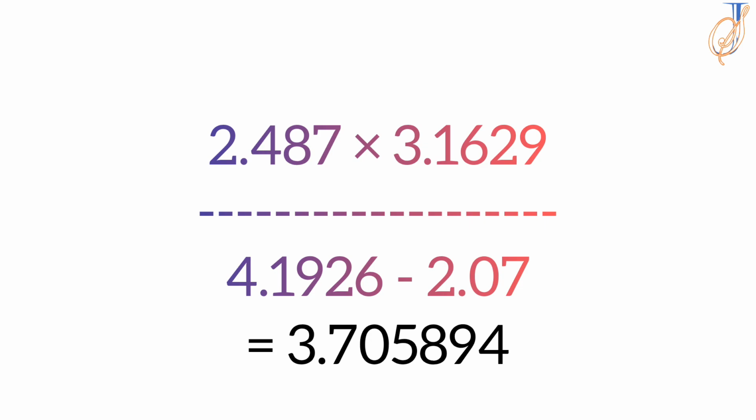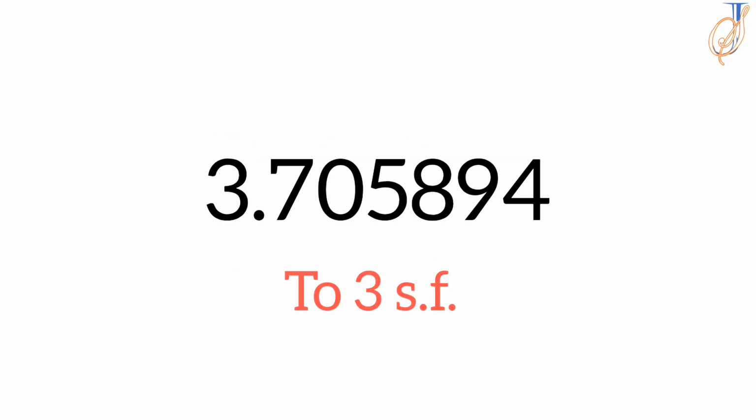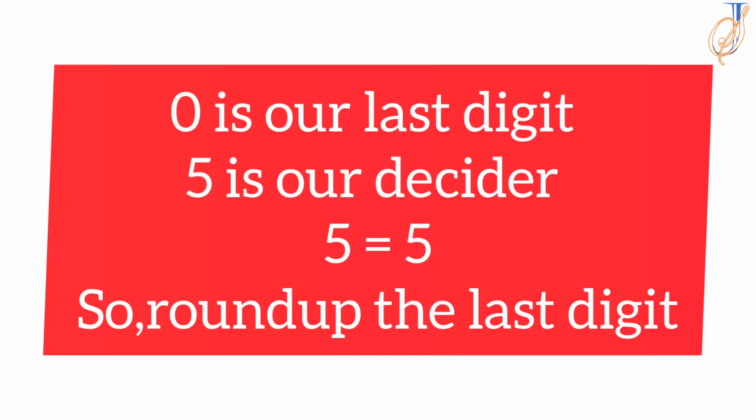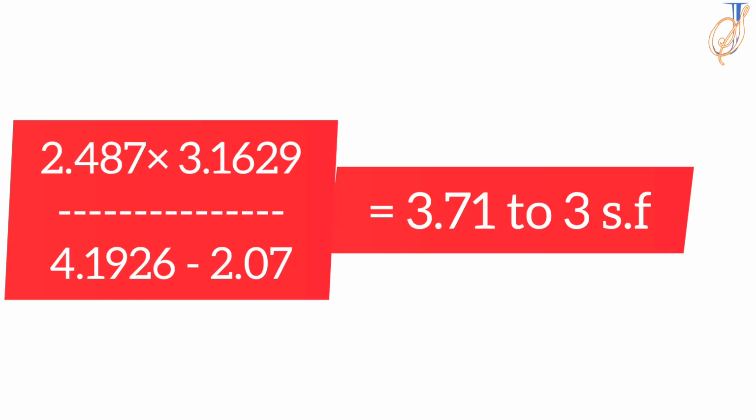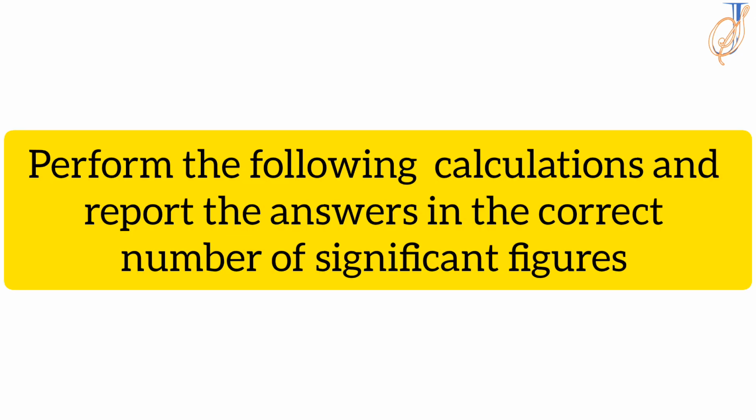So 3.705894, you round off to 3 significant figures. For that you count from left to right: 1, 2, 3. So 0 is our last digit and 5 is our decider. In this case our decider is 5 or more, so you have to round up the last digit. When you round up the 0, you will get 1. So the final result is 3.71.